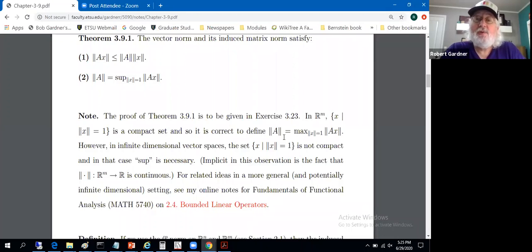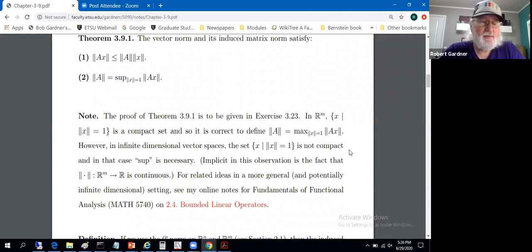So indeed, we could say this: provided we're in Rm, provided we're in finite dimensions, the norm of A is the maximum over all unit vectors of the norm of AX. If you're in infinite dimensions, and we've mentioned this in passing, that's some bad news for you. The unit ball is not a compact set in infinite dimensions. Well, it's a closed set and it's a bounded set, but it's not a compact set. Remember, the Heine-Borel theorem doesn't apply in infinite dimensions.